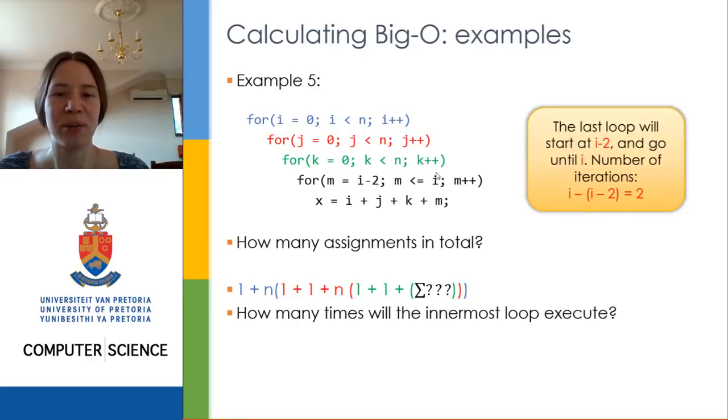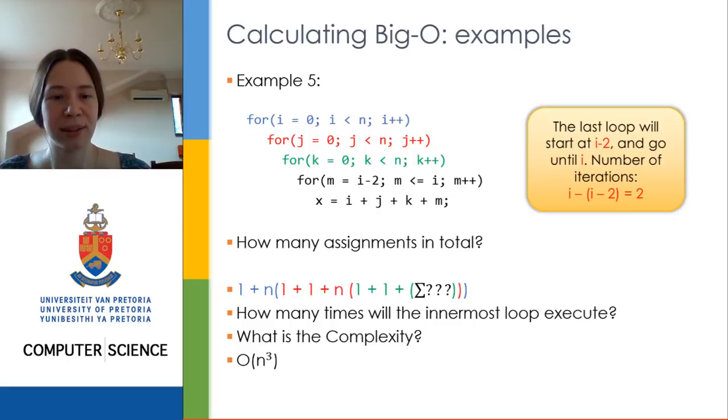But mathematically, you can even take your final condition and subtract from it the starting condition. I minus 2 would actually give you a 2. So it's definitely a constant number of iterations that your inner loop is going to execute. Therefore, it's not going to contribute to the power of n in your final expression. Thus, the complexity of this piece of code is actually cubic, not n to the power of 4.